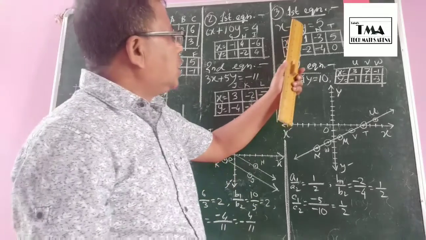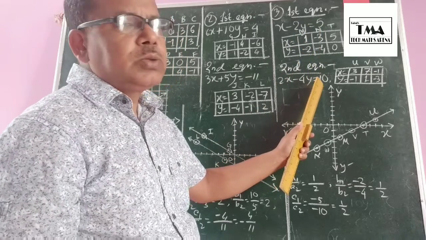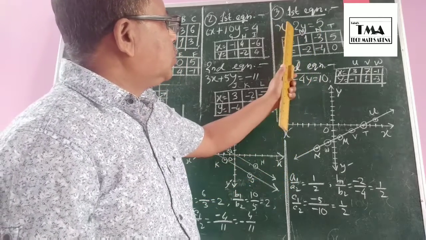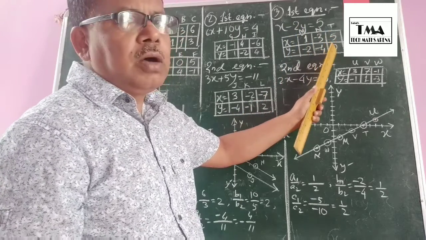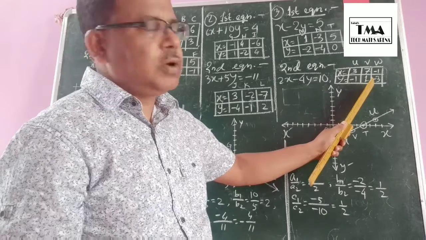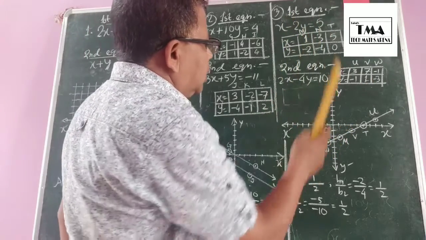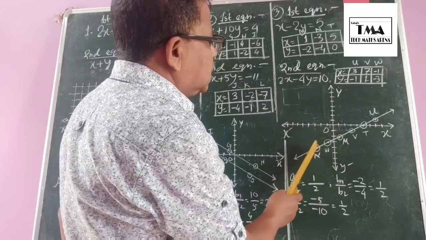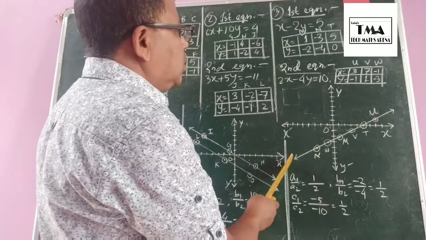Now the third pair is x minus 2y equals 5, and 2x minus 4y equals 10. From this equation, these three coordinate pairs are found out, and from this equation, these three coordinate pairs are found out. Plotting them, this is M and T, this is the M point, and this is the N point, this is the T point, and through M and T we get this straight line.